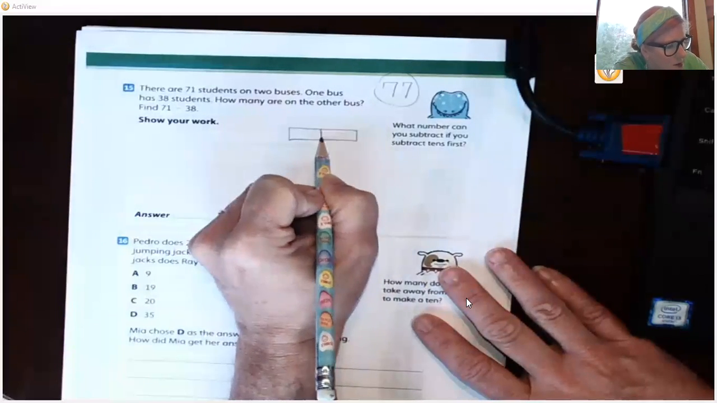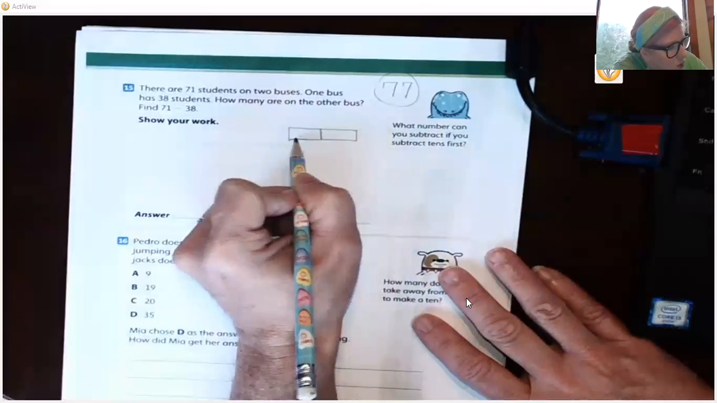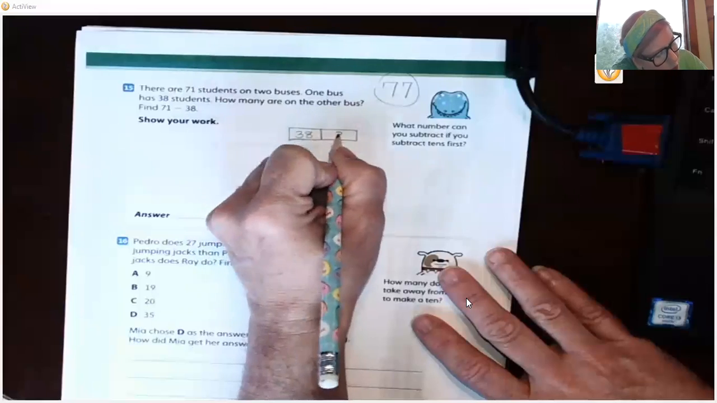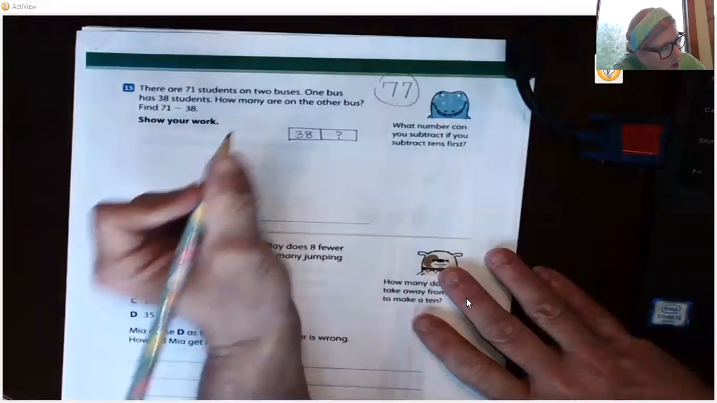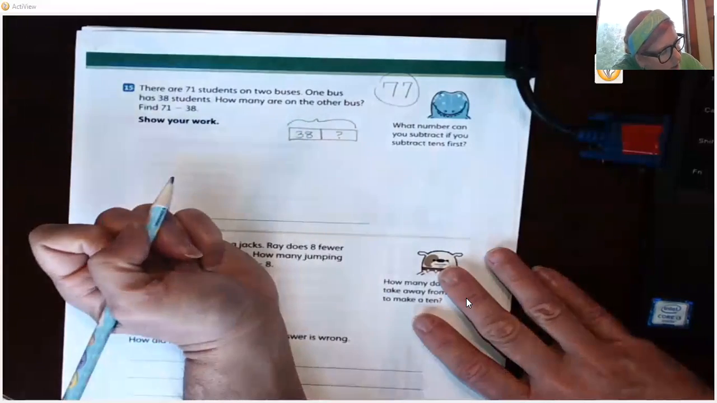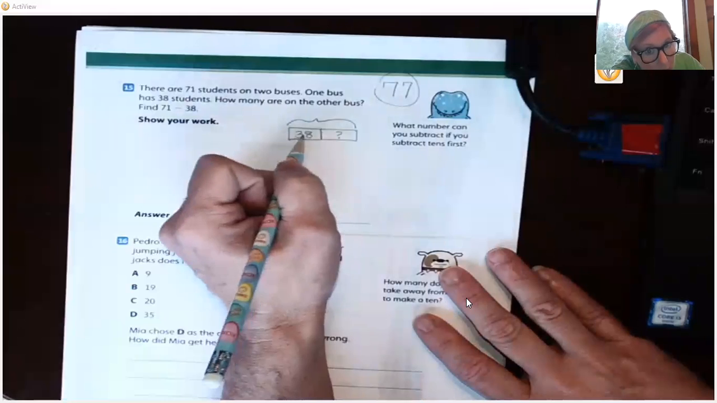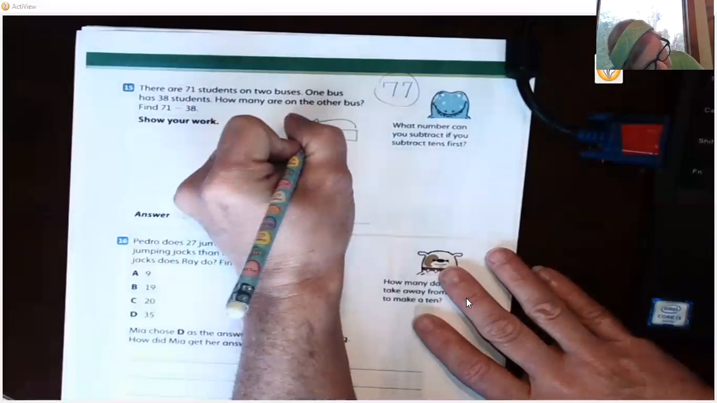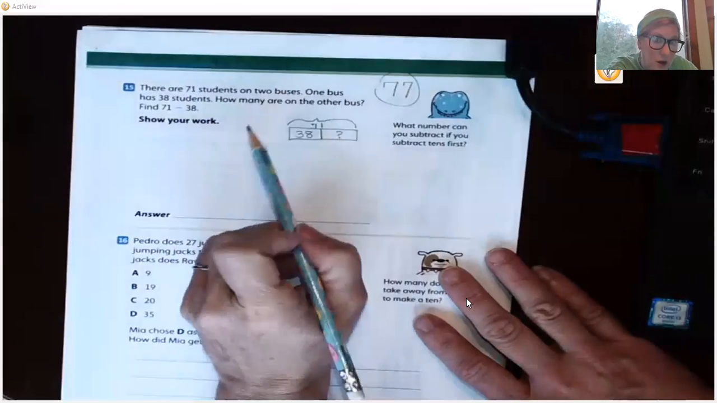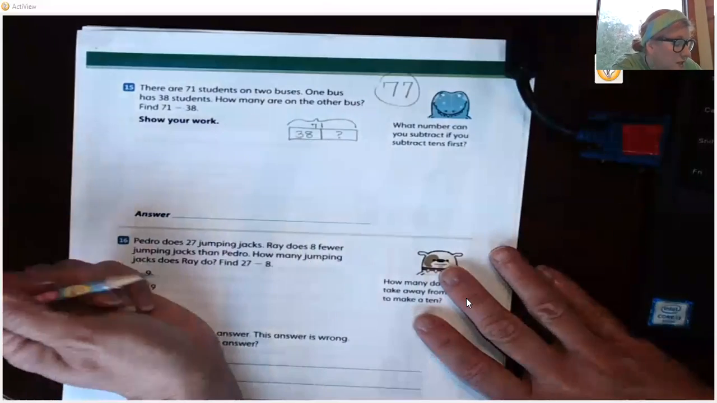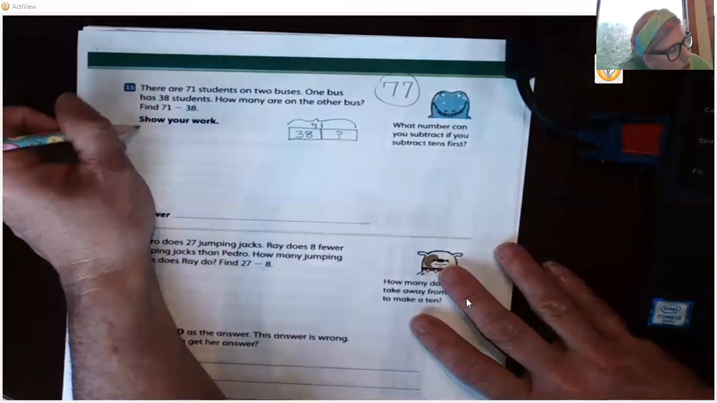Now, the 2 buses can kind of throw you, but basically what they're saying is we have one bus. Let's pretend these are the 2 different buses. We have one bus that has 38 students. We don't know how many are on the other bus, but we know that the total of the 2 buses, they're not parts of one bus, so that's why I'm using this bracket up here, are 71. So the total number of kids is 71.